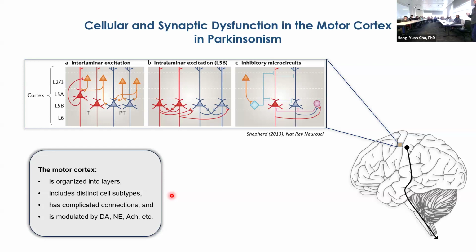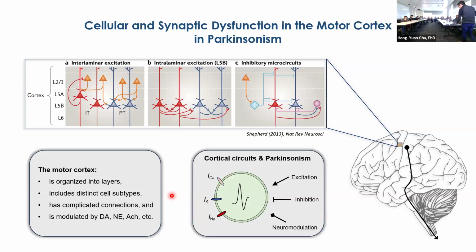How does dopamine really affect this microcircuit in the cortex? My lab has a very straightforward idea about cortical dysfunction. We try to apply our electrophysiology approach to study how dopamine, or other PD pathophysiology or pathology, may affect the intrinsic properties of the cortical neuronal subtypes as well as different inputs, mainly in a cell subtype- and input-specific manner.